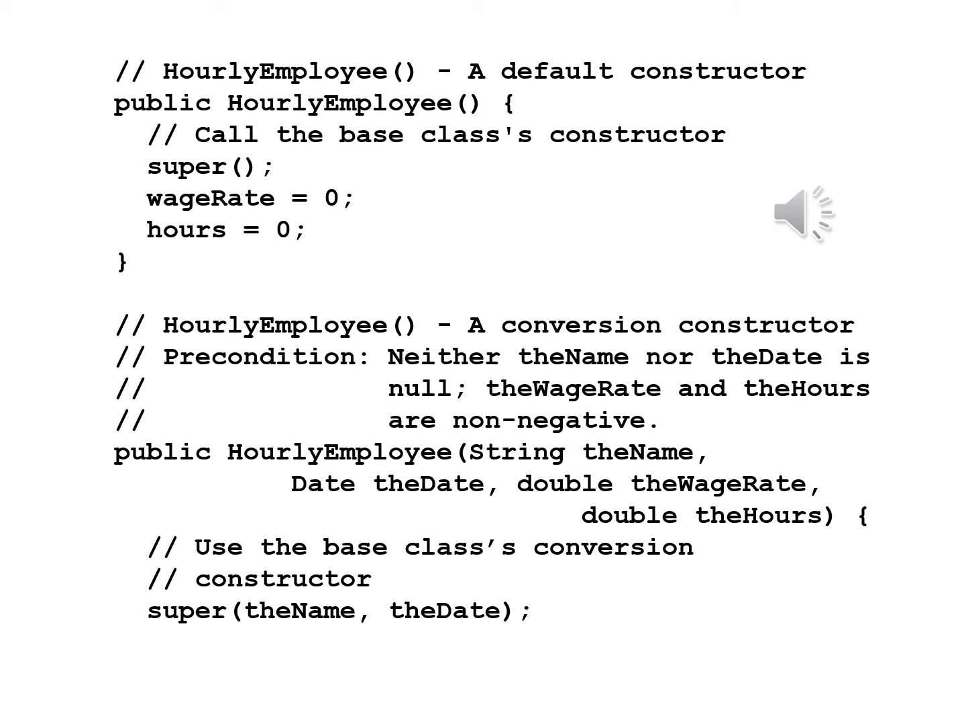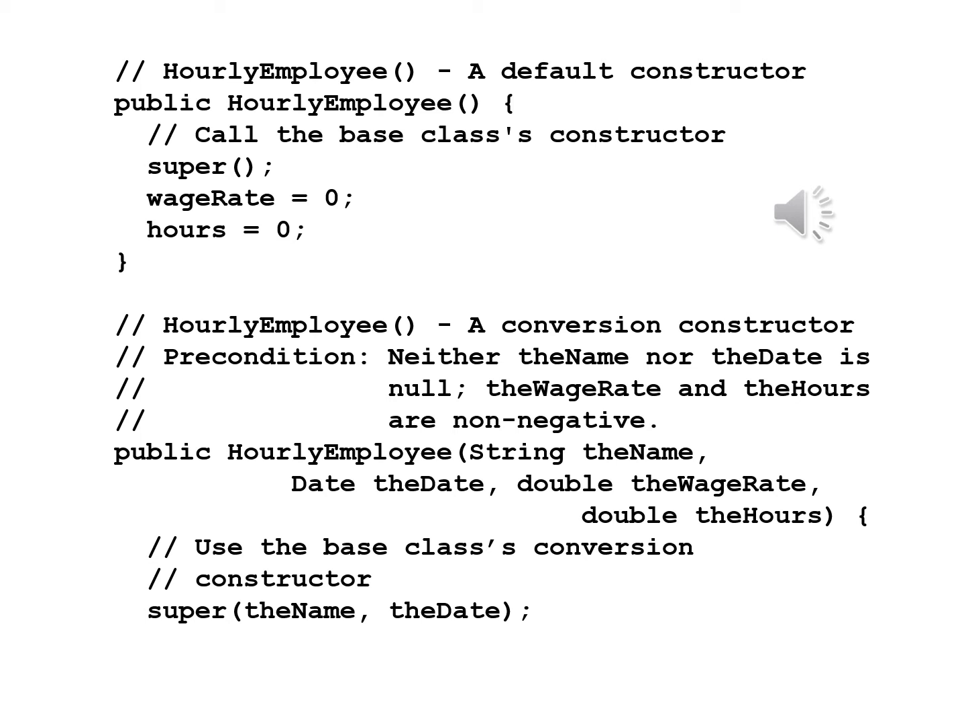So by writing super the way we just did, it will call the constructor for the base class, which in this case is Employee. Now we've basically set up name and date, but now we will add to that wageRate equals 0 and hours equals 0. Next we have the conversion constructor. The same preconditions as before.